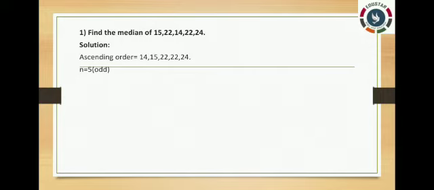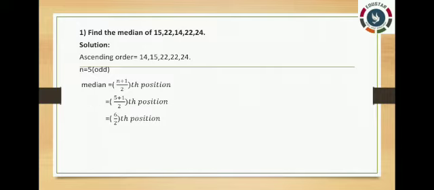So, now we will use the median formula, (n plus 1) divided by 2 th position. N is the number of the data. Number of the data is 5. Replace n with 5. 5 plus 1 divided by 2 th position. 5 plus 1, 6, divided by 2. 6 by 2, 3rd position. So the median is the 3rd position.